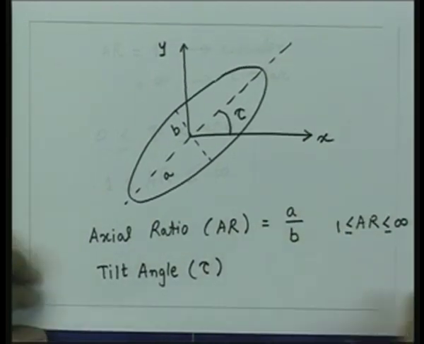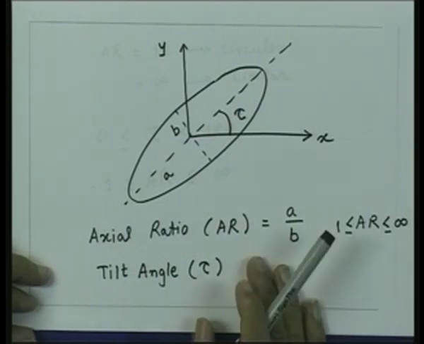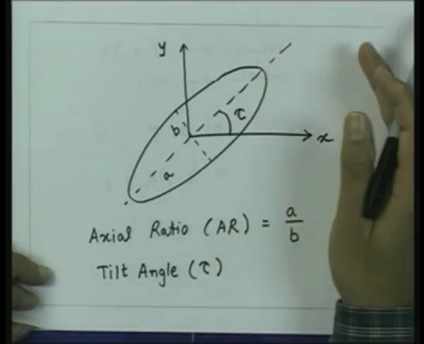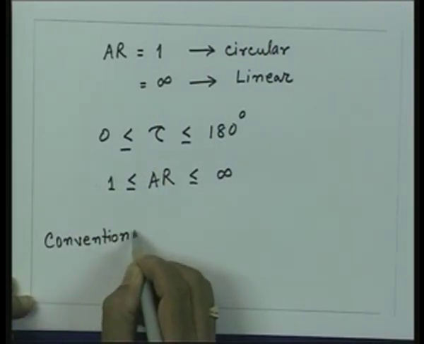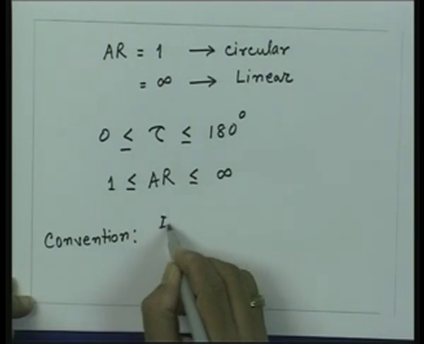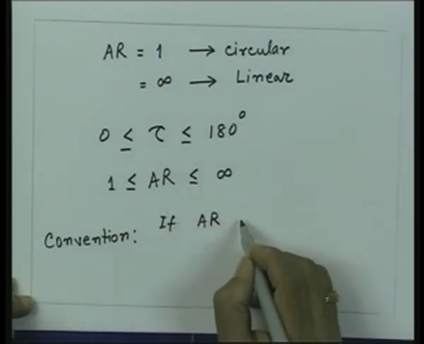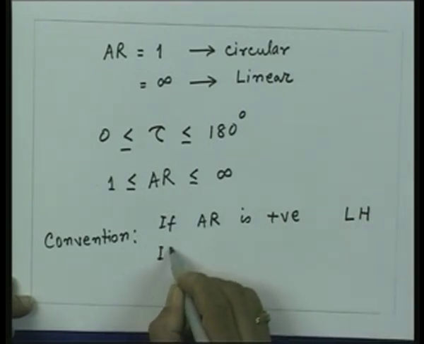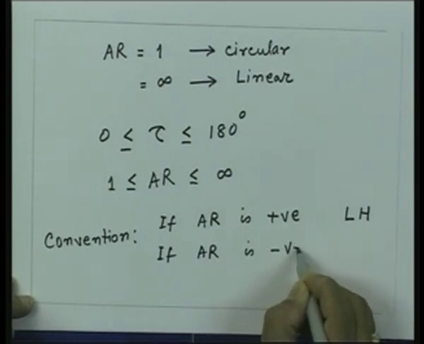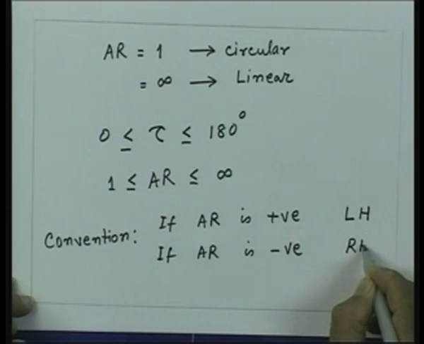So, the convention we follow is that I am artificially putting a sign on the axial ratio. If the axial ratio is positive, then we say the sense of rotation is left-handed. If the axial ratio is negative, then we get the sense of rotation which is right-handed. So, I now define a convention that if AR is positive, that gives you the left-handed, and if AR is negative, then it gives me the right-handed.